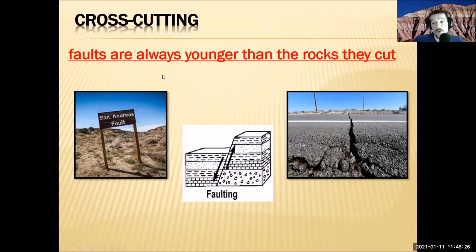All right, now let's talk about cross-cutting. When we talk about cross-cutting, I want you to think back to the San Andreas Fault. Yeah, that big fault line over in California. Now, that fault line got there after California was already there, right? You had to have had a rock to break it.